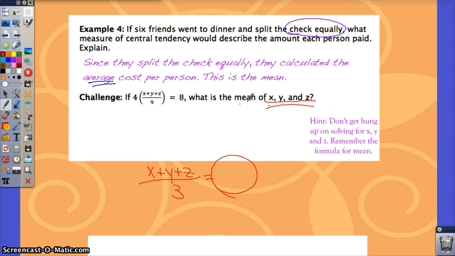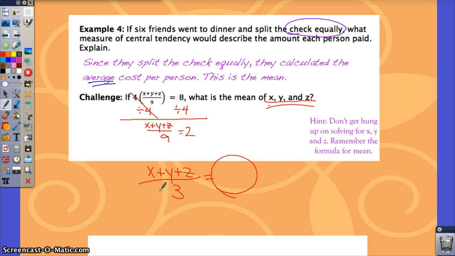So if I want to know what is the mean of those 3 numbers, I just need to get this equation down to this. Up here, there's a times 4. I don't want a times 4. What would I do to undo that? Divide by 4. Whatever you do to one side, you do to the other. So those cancel on the left, and now I have X plus Y plus Z divided by 9 equals 2. Well, I don't want it to be divided by 9. I want it to be divided by 3.